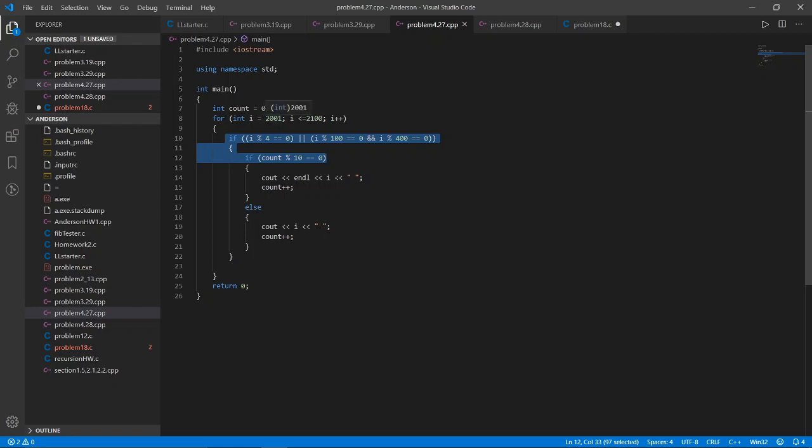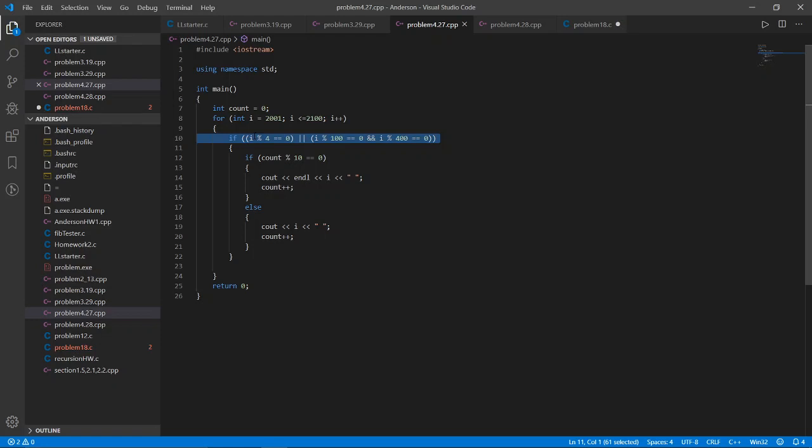So it's for date ranges from 2001 to 2100. So for integer i, start at 2001, as long as it is less than or equal to our final year, and then our updater. So here, this line is the formula for finding a leap year. I had to look this up. So if i, which is our year, is divisible by 4, meaning our modulus would be 0, then it is a leap year.